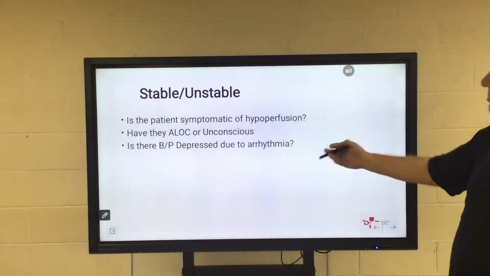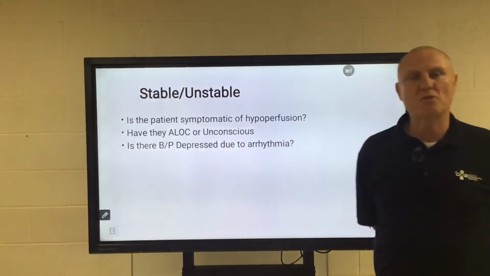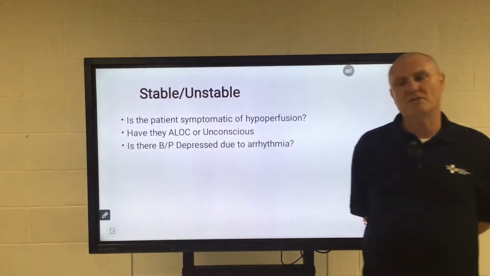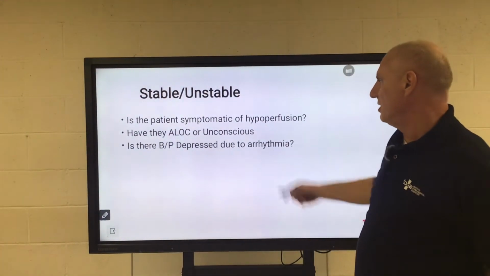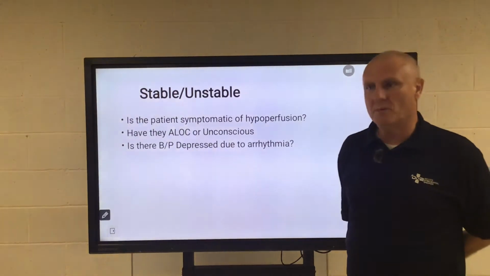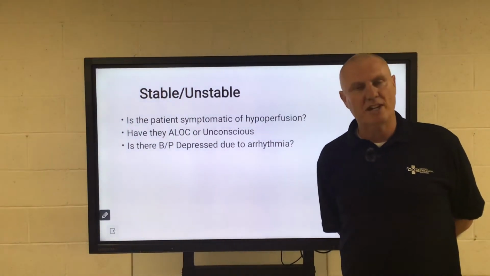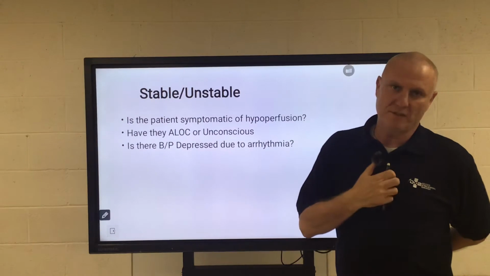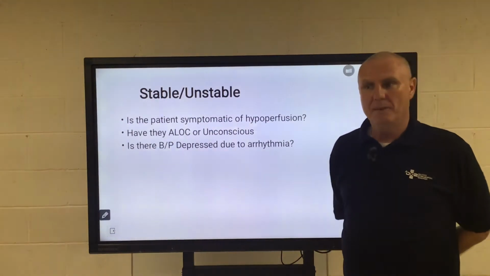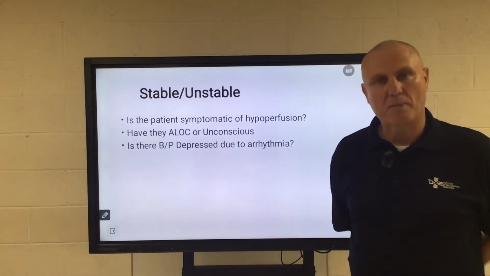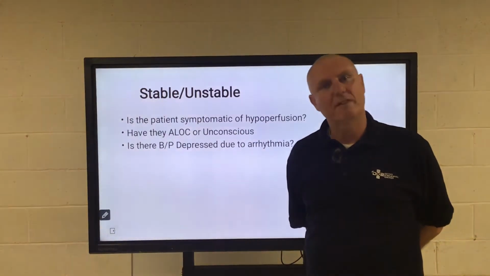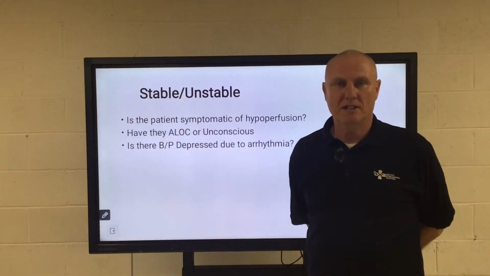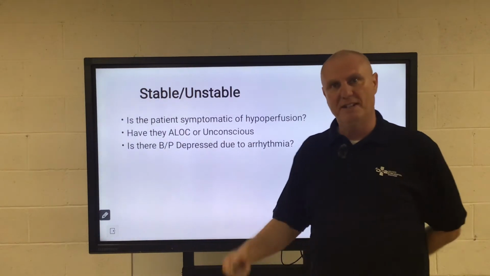Stable or unstable? Is the patient symptomatic of hypoperfusion? Do they have an altered level of consciousness? Have they got a low blood pressure? Somebody who's normally GCS 15 chatting away to you has a sudden onset of a cardiac arrhythmia, be it broad or narrow, and their blood pressure is maybe 60 or 70 systolic. They have an altered level of consciousness or they're unconscious. These people are critically ill and they need to be dealt with straight away.